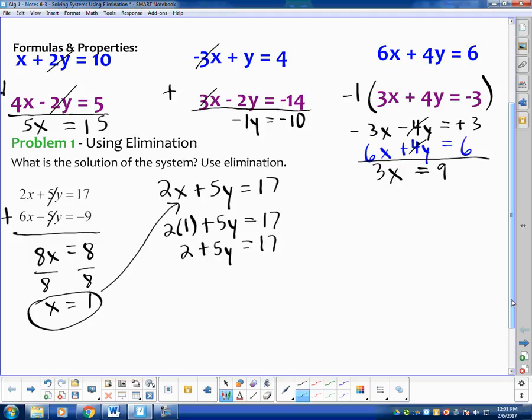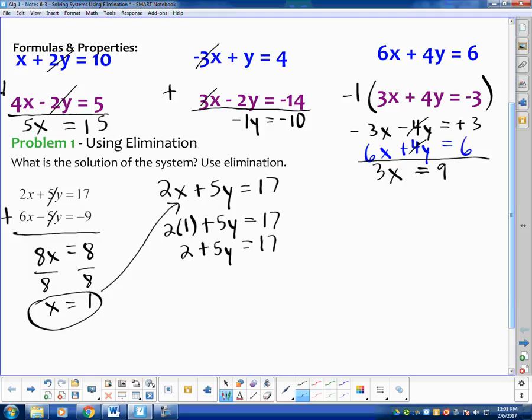Okay, guys, I'm going to wait until it's quiet. I want to make sure everybody sees this step. I don't want everybody just to stop at the x equals 1. It's pretty easy to get the x equals 1, right? But let's go ahead and finish this.